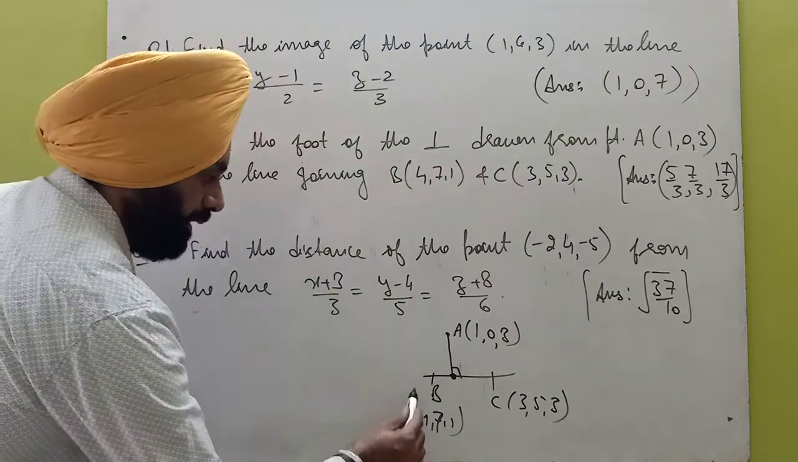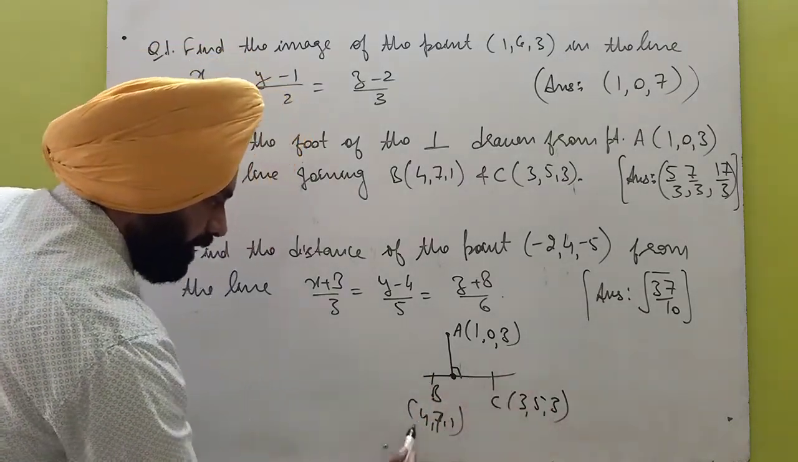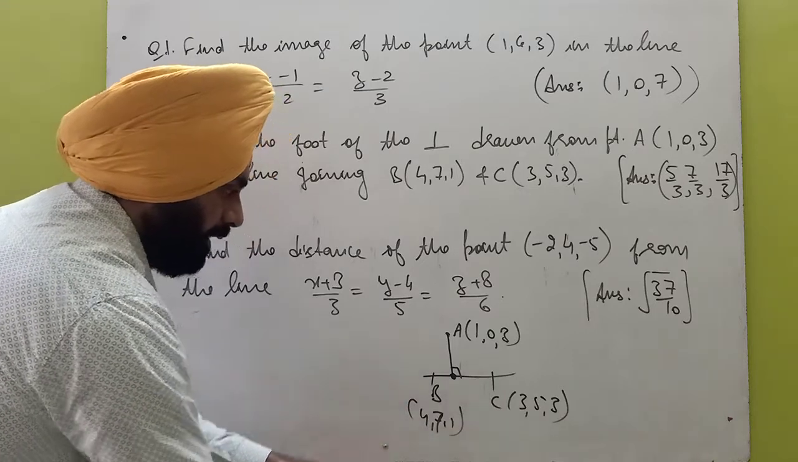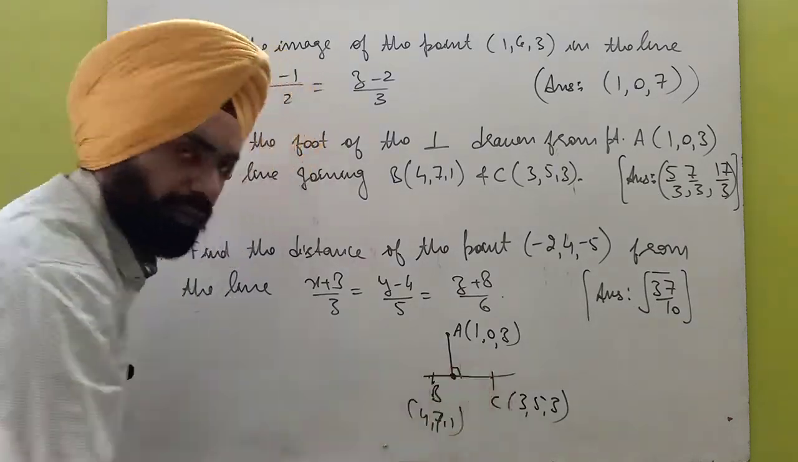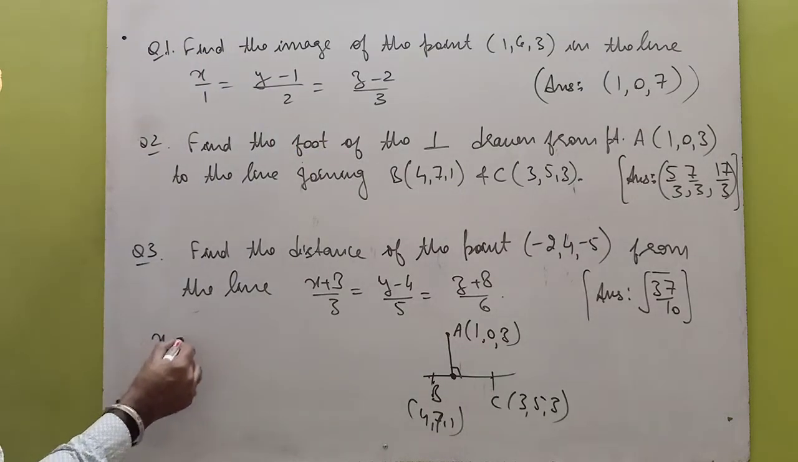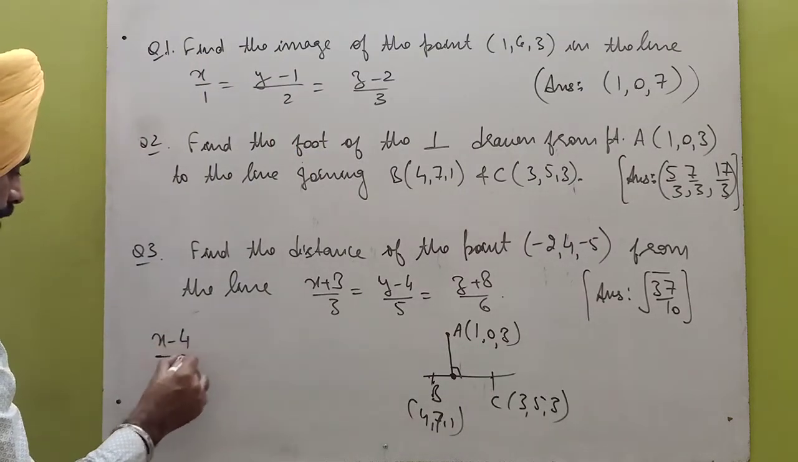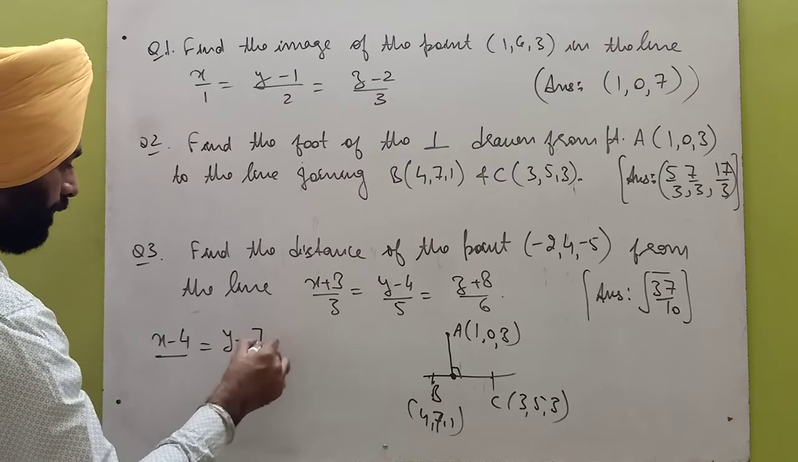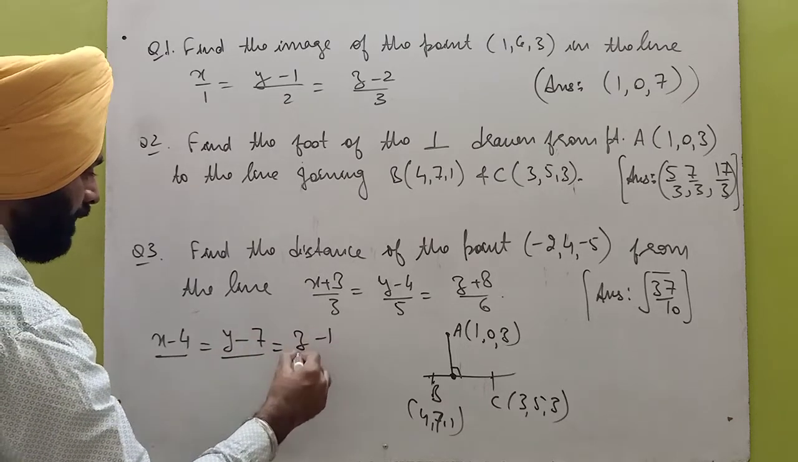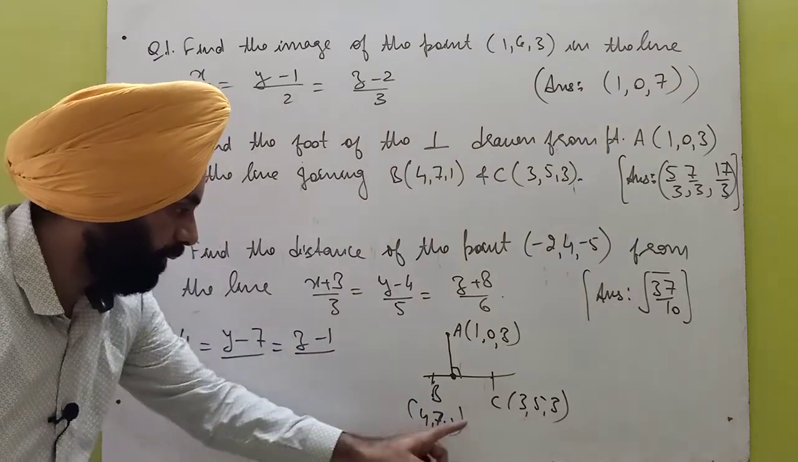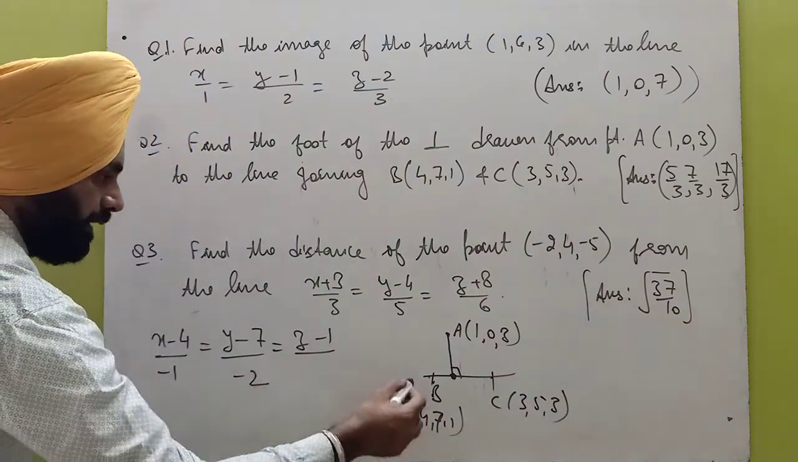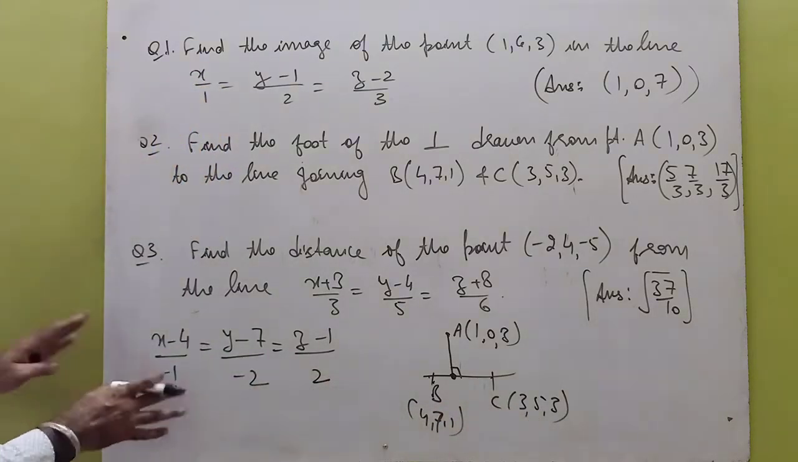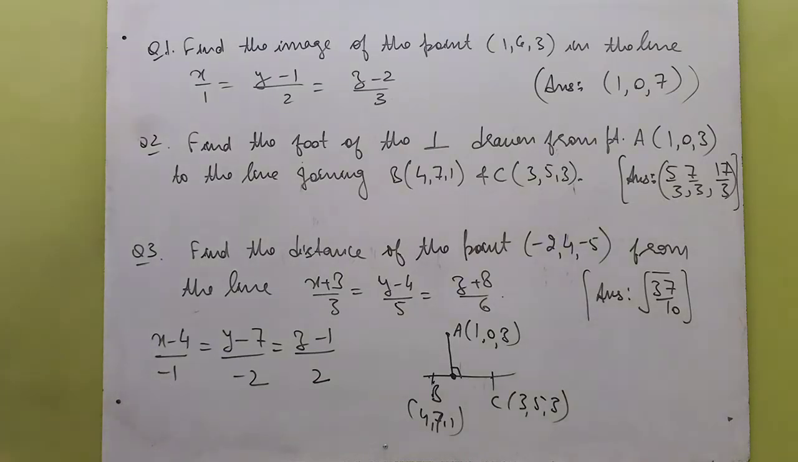But the problem is that the equation of this line is missing, but we have 2 points. So just apply the 2-point form of the line and find the equation of the line BC, and that equation is x minus x1, y minus y1, z minus z1, and denominator is x2 minus x1, y2 minus y1, and z2 minus z1. Then you can proceed as in the previous question.